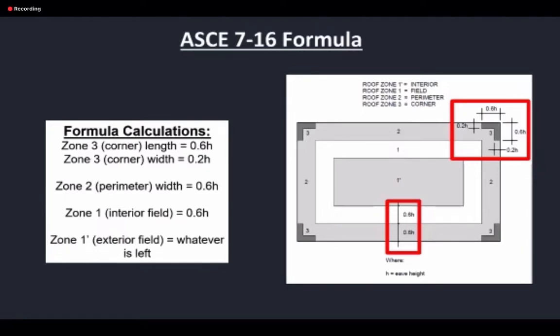So we can't stress enough the formula because this is the groundwork for everything we do. So don't forget, 0.6 of the height and 0.2 of the height gives you zone 3, 0.6 of height zone 2, 0.6 of height zone 1, and lastly, whatever's left is zone 1 prime.